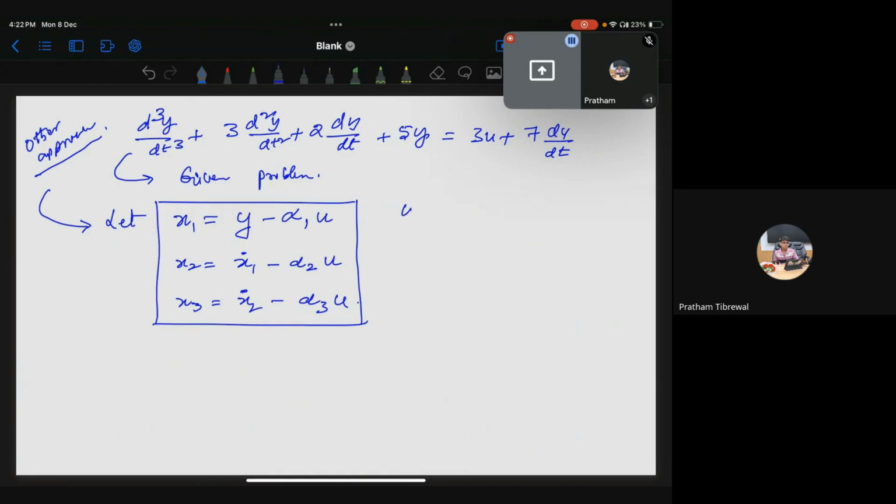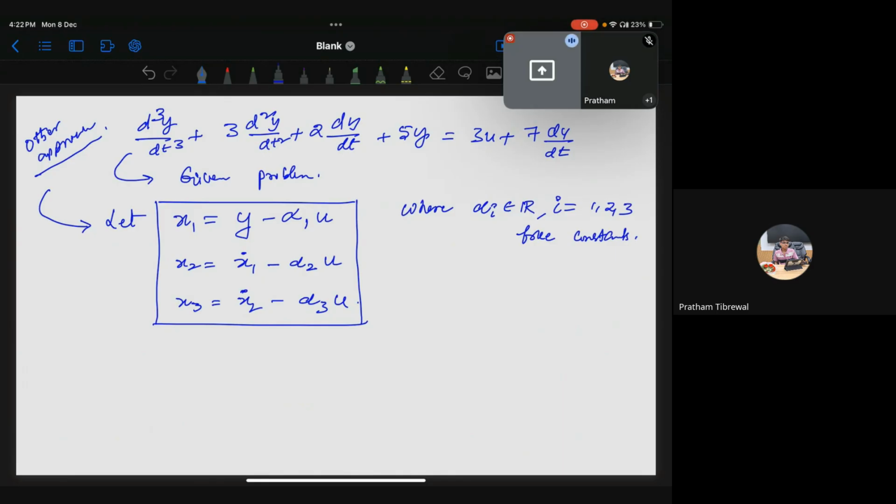Where alpha i belongs to R. Here the alpha i's, 1, 2, 3, are called the free constants. Free constants, is this clear?